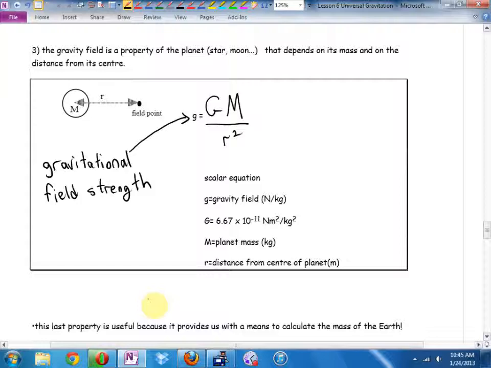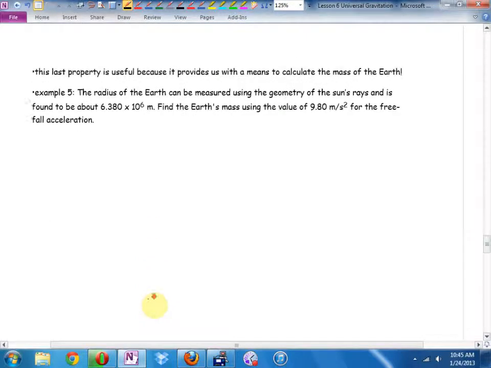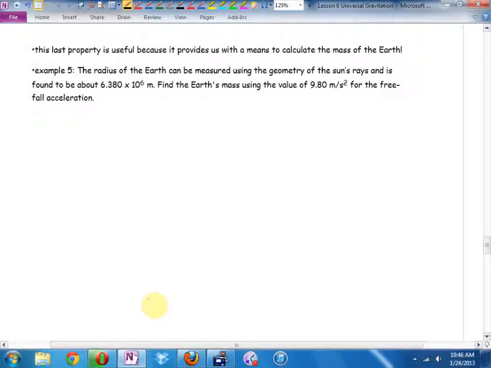Remember I said finding this G, this 6.67 times 10 to the negative 11, was very, very difficult. Cavendish did an experiment to find it. As soon as he found that, one of the first things he did, Michael, was this. He said, well, I know the radius of the Earth, 6.38 times 10 to the 6th. And I know that I can calculate gravitational field strength to be that. We're not talking newtons now. We're talking gravitational field strength, which is the same as acceleration. It's meters per second squared or newtons per kilogram.